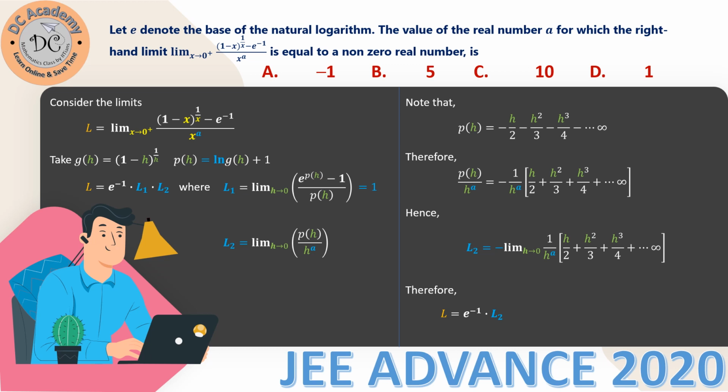So now we have to analyze L2. Because we cannot find out the limit h tends to 0 in L2 directly. Why? Because a is unknown. Depending on the value of a, the L2 values will vary. So let's go ahead.